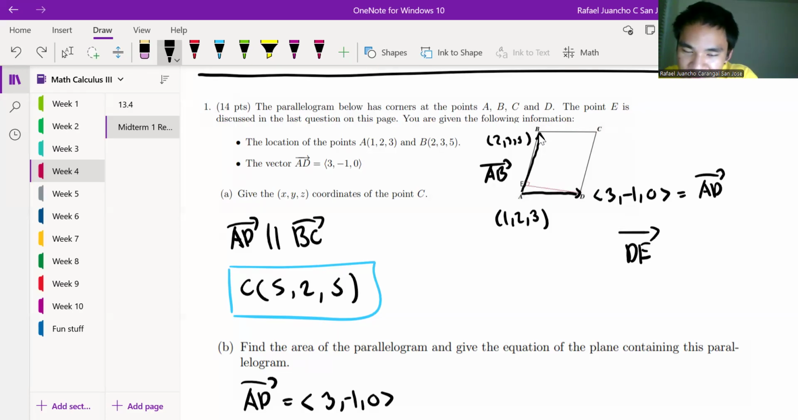But then let me think. How do I find that? The thing is, I don't know what E to D is. I don't know that vector. I only know it's perpendicular. Hmm, maybe I can find another vector that's perpendicular.